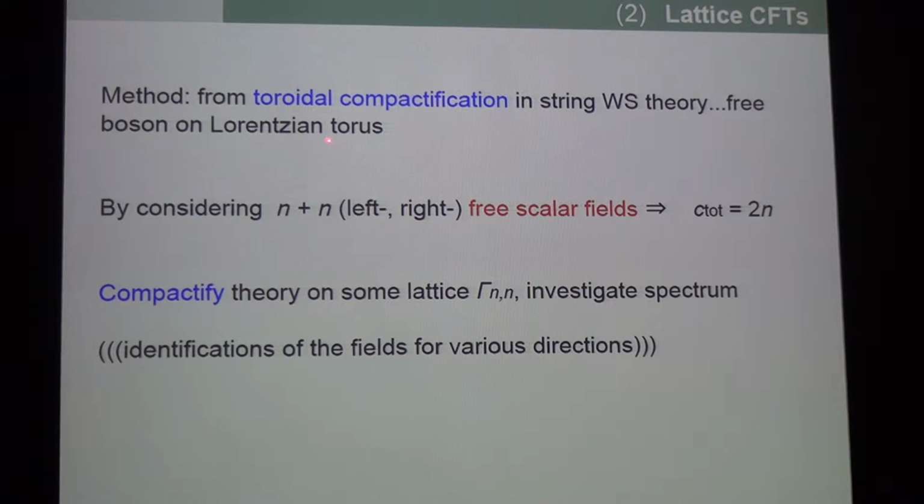So we take our inspiration from toroidal compactification and string worldsheet theory. I want you to think free bosons on some sort of Lorentzian torus. Right? I'm going to compactify on some interesting torus, see what kind of conformal dimensions I get, see what the number of states look like.